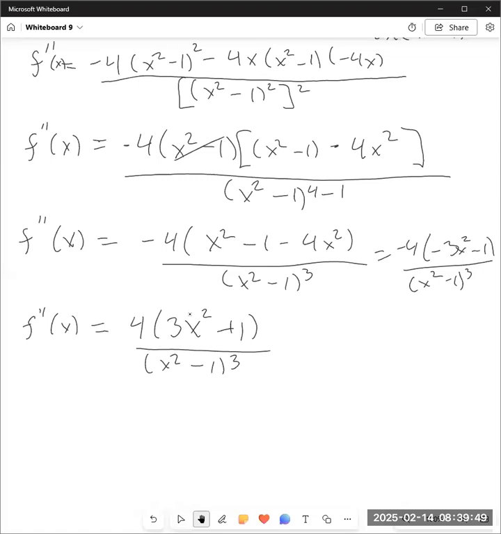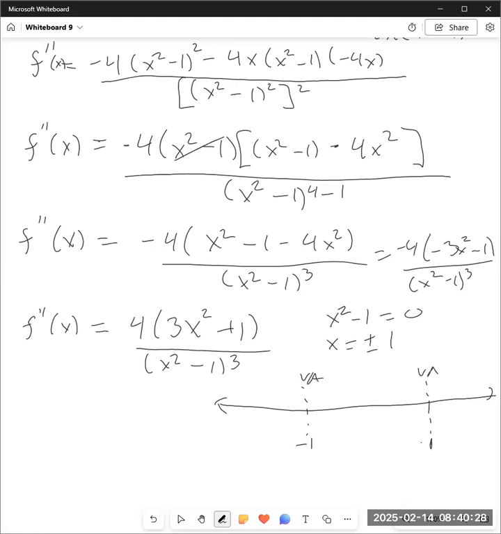So what I see in the top is that there are no zeros of the top because that factor is a sum of squares, so it's never 0. There are zeros in the bottom that I'm interested in: the denominator is equal to 0 when x is equal to plus or minus 1. So those are vertical asymptotes from my original. They're not in my domain. They're vertical asymptotes, but the concavity can shift there. So I'm going to put dashed lines there to represent that there are vertical asymptotes in the graph here.